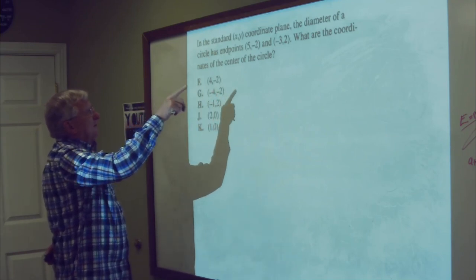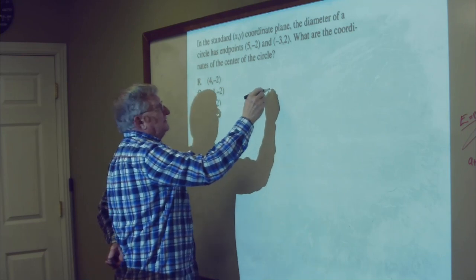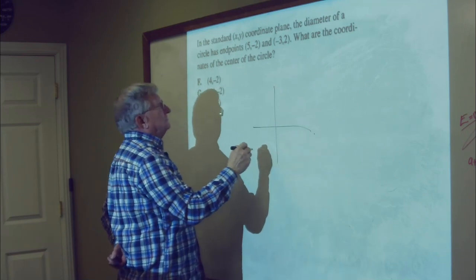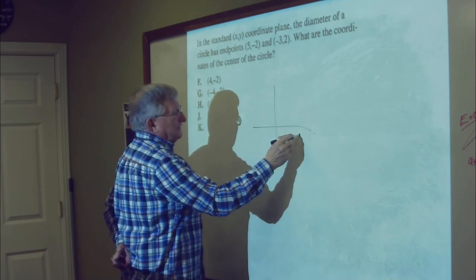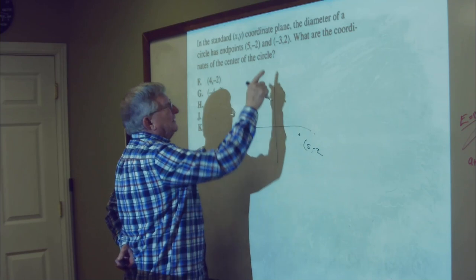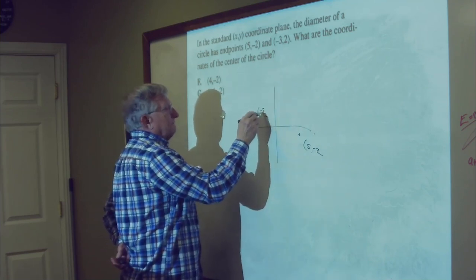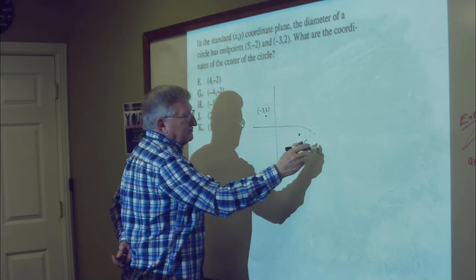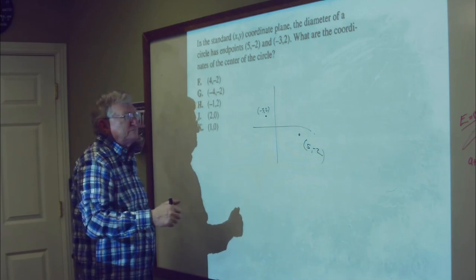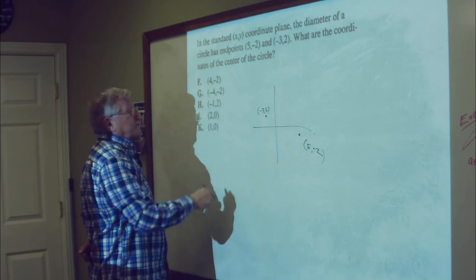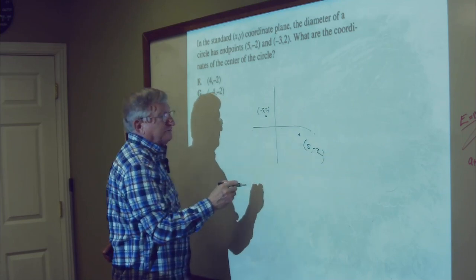In the standard xy coordinate plane, the diameter of a circle has endpoints (5, -2) and (-3, 2). So they've got a circle with a diameter. I'm going right 5 and down 2, and I'm going left 3 and up 2. I'm just making up my tick marks in my head to save time. What are the coordinates of the center of the circle? Well, if this is the diameter of a circle, the center's going to be somewhere right in here, roughly.